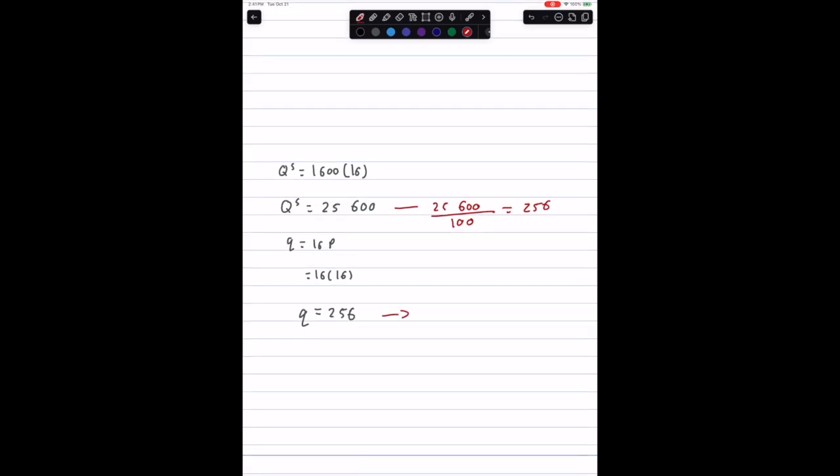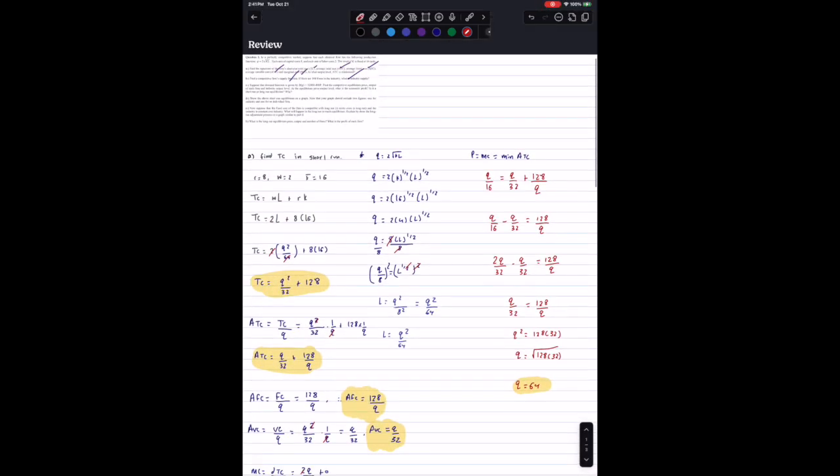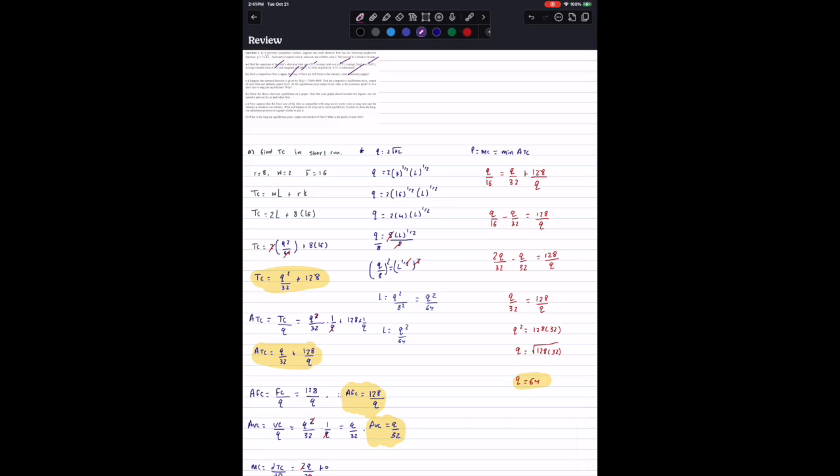We can also go the other way, right? We know that each individual firm supplies 256. There's 100 firms in the market. If we multiply these together, we'll get 25,600. So we're making good progress, right? We found the competitive equilibrium price, output of each firm, and industry output level.